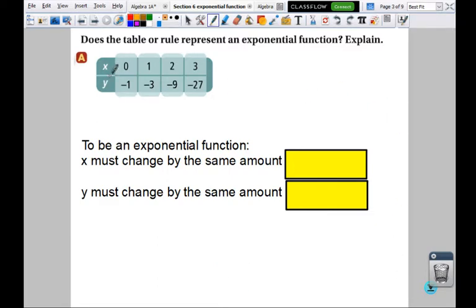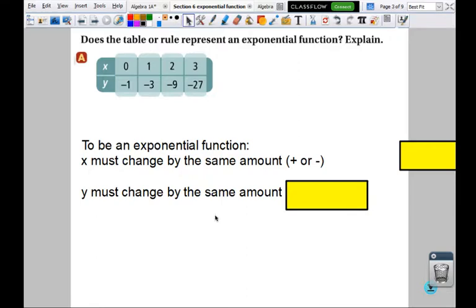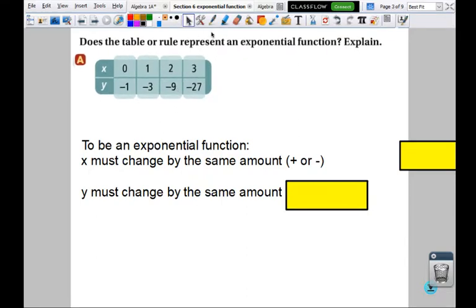And I want to say, does this represent an exponential function? No. Well, we're going to find out. So I need 2 things for exponential. My x needs to change by the same amount, but as a plus or minus. If this is going to be exponential, my x's need to change by the same plus or minus amount.